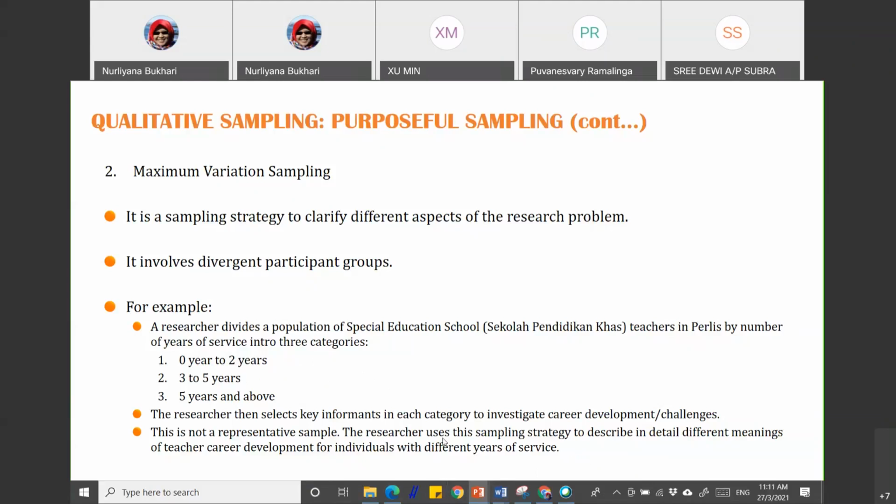They said that the researcher uses this sampling strategy to describe in detail different meanings of teacher career development for individuals with different years of service. Okay, so it's not representative, but of course it has some kind of representation of those within that criteria or categories.